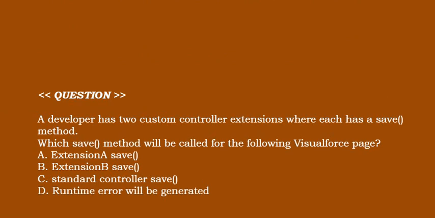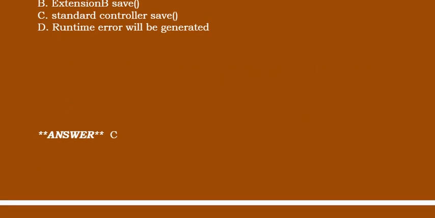Next question is, a developer has two custom controller extensions where each has a save method. Which save method will be called for the following Visualforce page? Option A. Extension A save method. Option B. Extension B save method. Option C. Standard controller save method. Option D. Runtime error will be generated. Correct answer is option C.